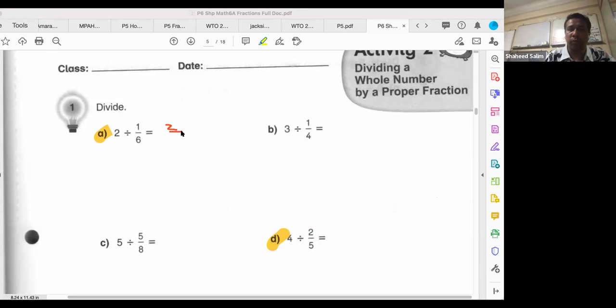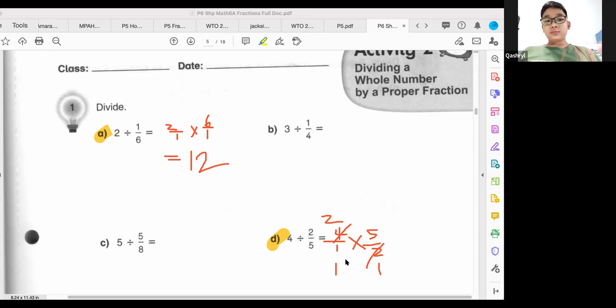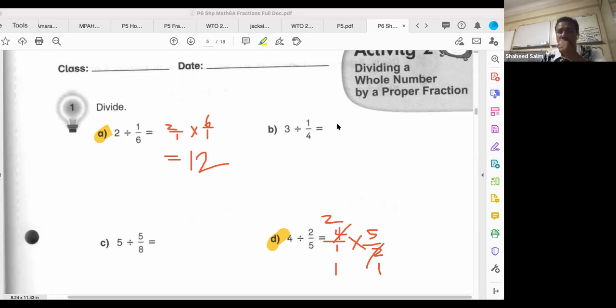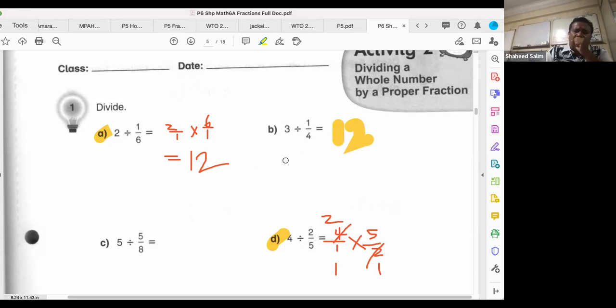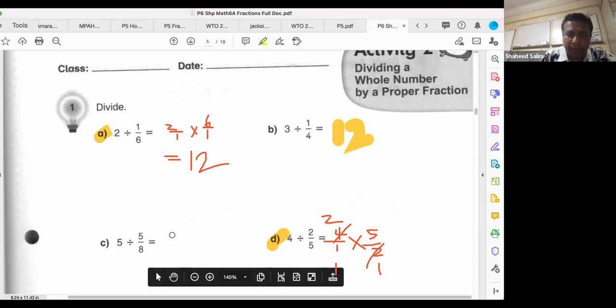So this is 2/1. You change times, becomes 6/1. Remember, it does the flip. So this one is 12. This one, same thing, 4/1. When you change to times, it's 5/2. Now you can reduce, divide by 2, you get 1, divide by 2, you get 2. 2 times 5, 10. Okay, let's see this one, 12. This is 12, right? This is 12. I'm so sorry. This is what?